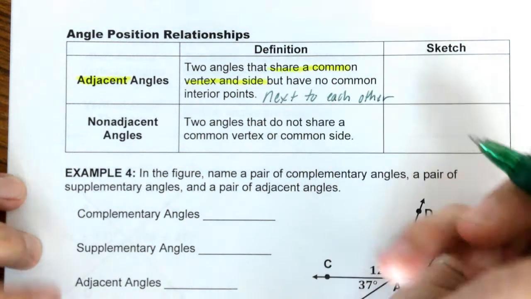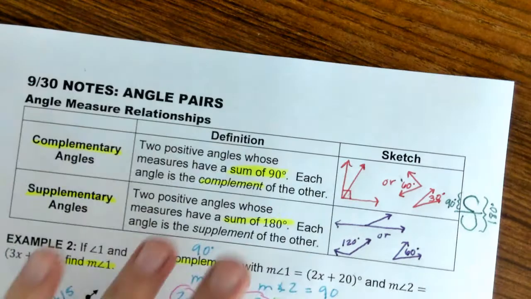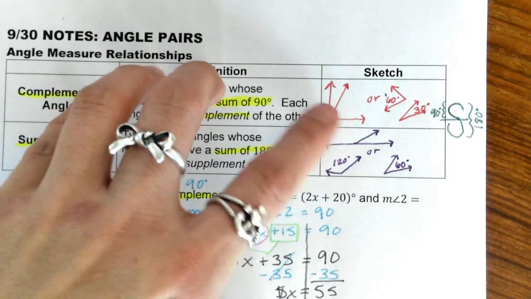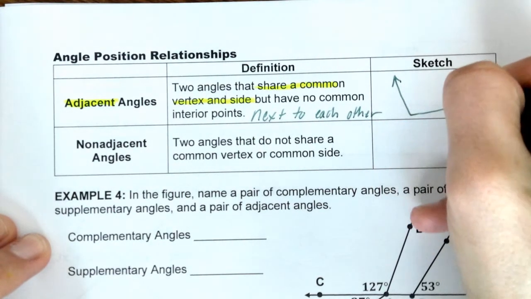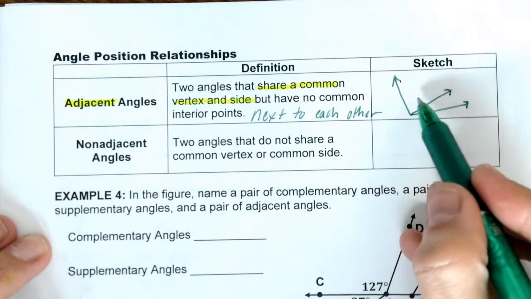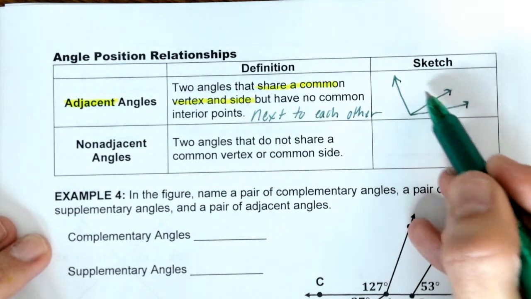So when we looked at the complementary and the supplementary angles right here, the adjacent angles were the two that were connected. So we have connected angles on this one. So adjacent angles can just look like this. We have two angles that share a common vertex and a side. So they're right next to each other.